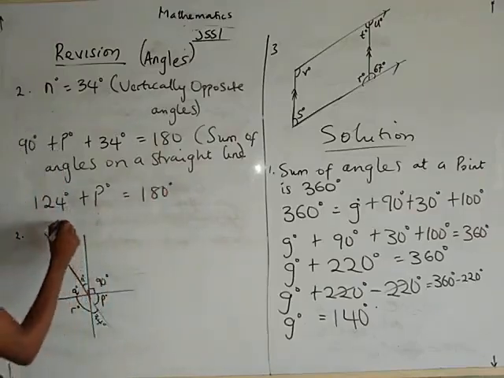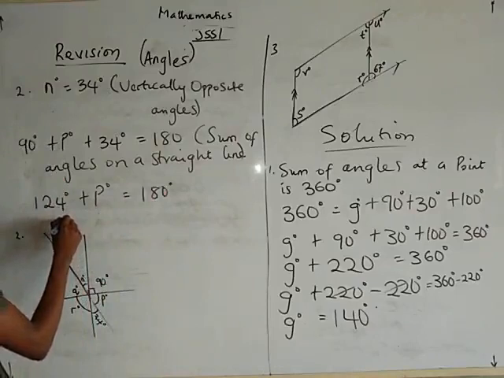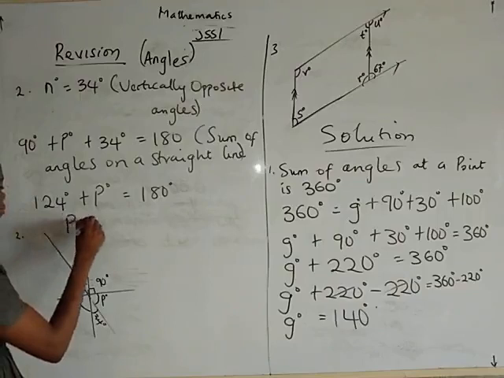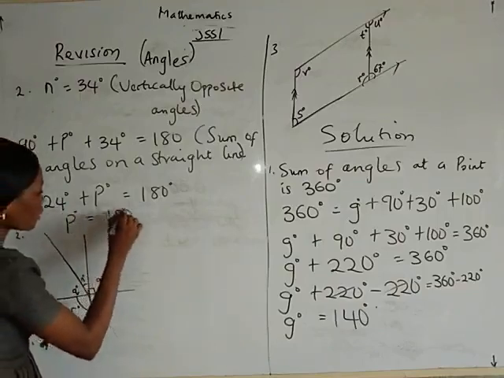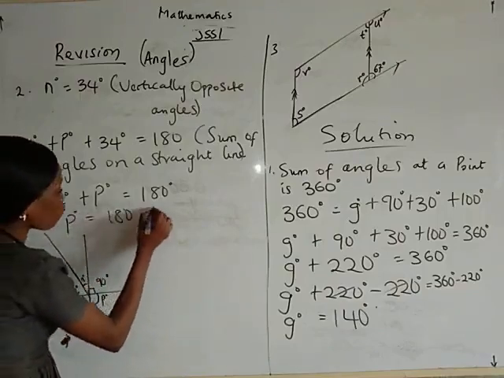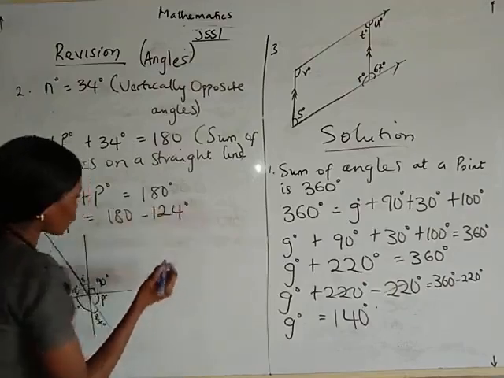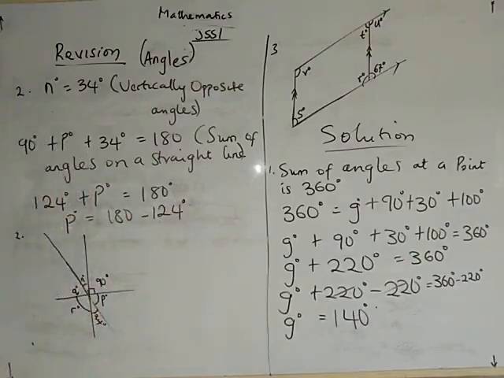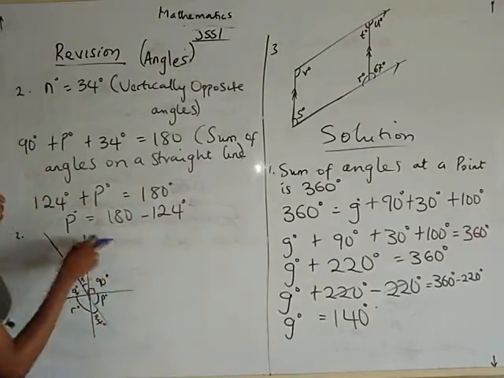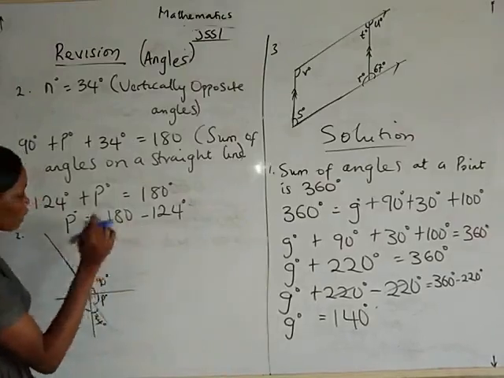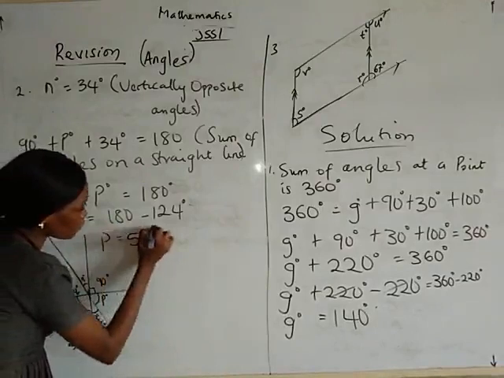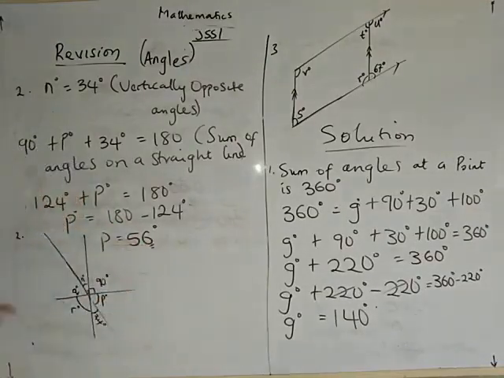So how do you get your P? You say P degrees is equal to 180 minus 124 degrees. So what will this give us? 180 minus 120 is 60. 60 minus 4, that gives you 56 degrees. So our P is equal to 56 degrees if you solve it well. So we'll be able to calculate our N, our P.